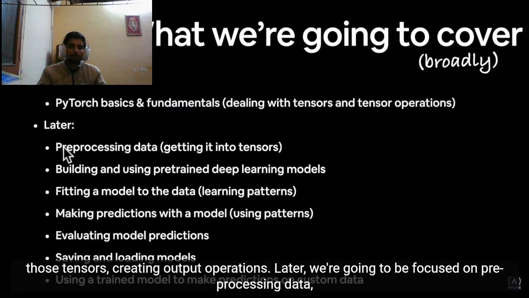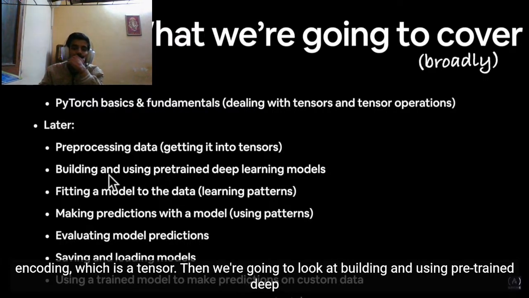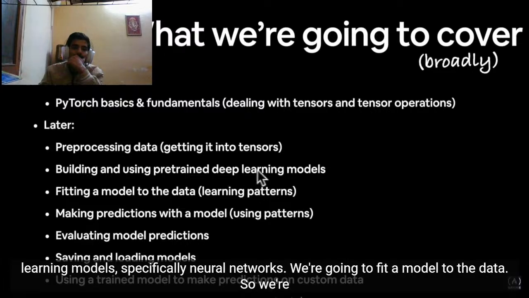Later, we're going to be focused on pre-processing data, getting it into tensors, so turning data from raw form, images, whatever, into a numerical encoding, which is a tensor. Then we're going to look at building and using pre-trained deep learning models, specifically neural networks.